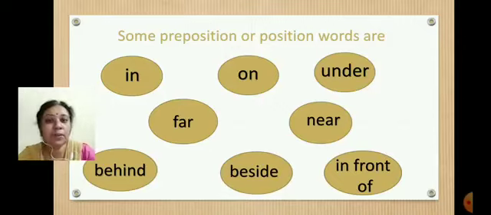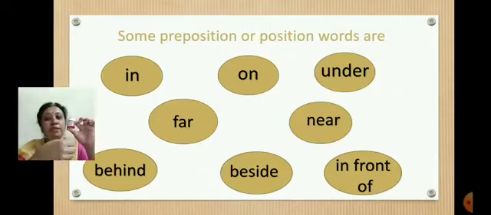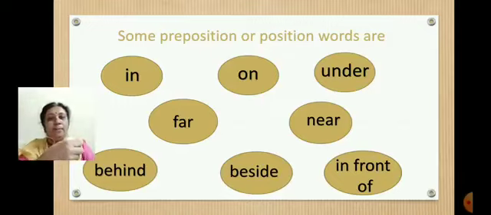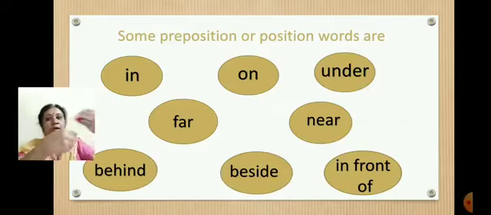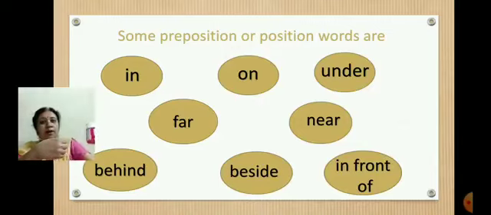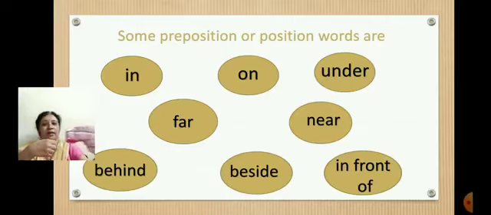Okay children, now we will do some actions. Now hold your hand. Yes children, here I am having one small bottle. Now first we will see the preposition in. So this is in. Okay, in, on, under. Again, in, on, under. Okay, now this is behind. Behind means backside. Behind. Beside. Okay, beside. And in front of. Okay, again we will see behind, beside, in front of. Far means far. See, can you see? The bottle is far.